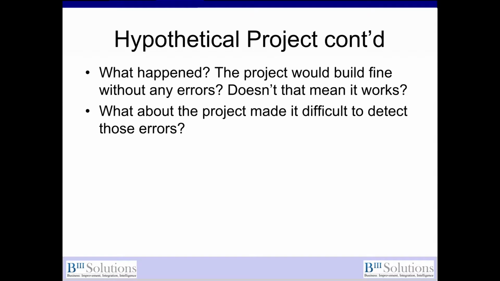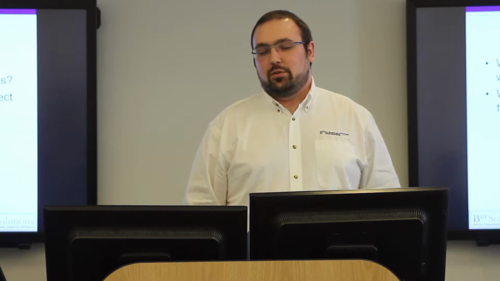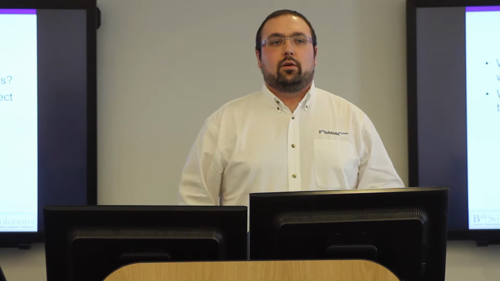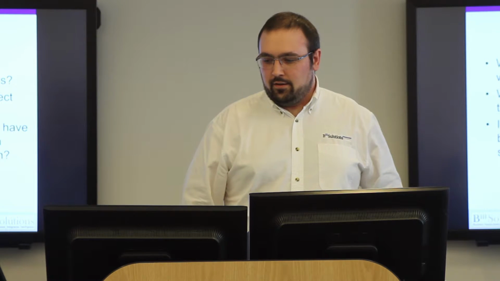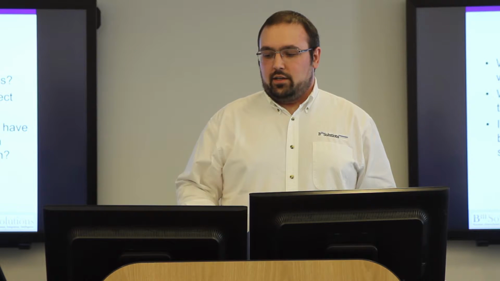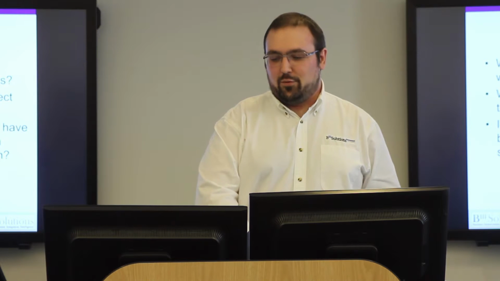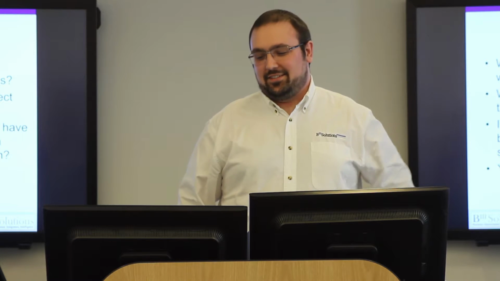Alright, so what really happened here? The project built. We all know that when you build and there's no errors, that means there's no bugs. So what could we have done differently? Could the project have been structured in a different way that would have made it easier to detect those errors? The ones where we thought we didn't break anything, but we actually did. Yeah, so are there tools out there that would have made it easier to catch those before we actually sent that update out to our users? The answer is yes, with unit testing.